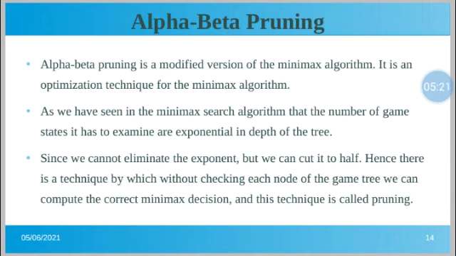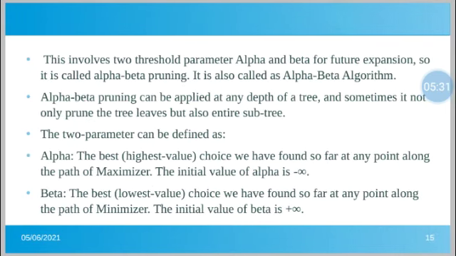Hence, there is a technique by which, without checking each node of the game tree, we can compute the correct minimax decision, and this technique is known as pruning. This involves two threshold parameters, alpha and beta, for future expansion. So it is called alpha beta pruning. It is also called the alpha beta algorithm. Alpha beta pruning can be applied at any depth of a tree, and sometimes it prunes not only the tree leaves but also entire subtrees.